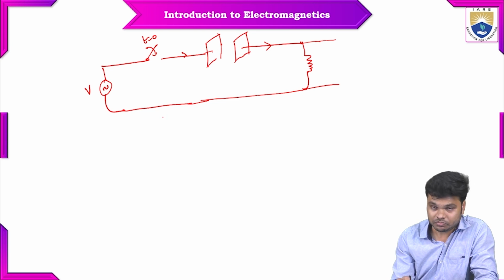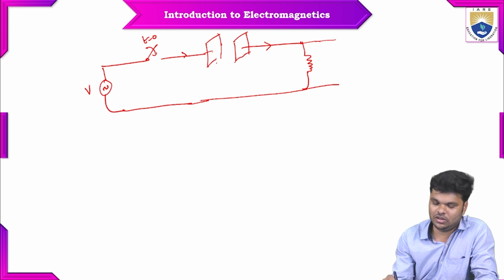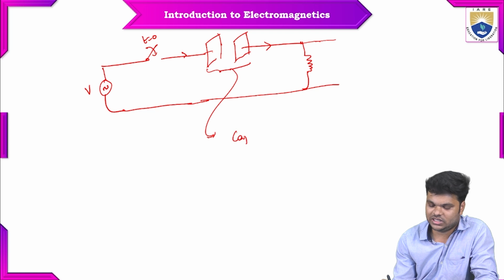And the answer to this question cannot be obtained from circuit theory. Electromagnetics tells us what happens actually in between these metal plates. Okay. So what current flows exactly in between these metal plates can be told by electromagnetic theory. So here we know that this one is nothing but a capacitor.